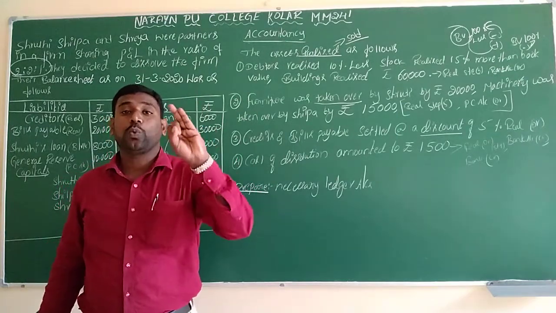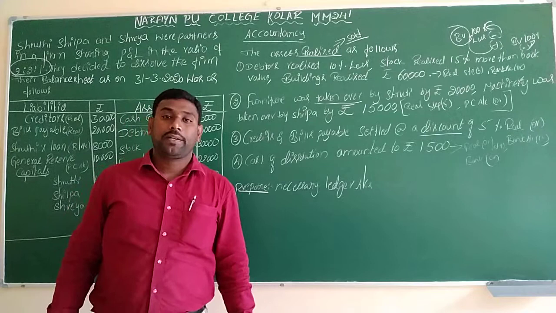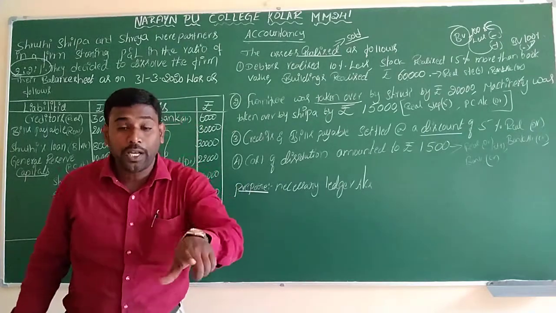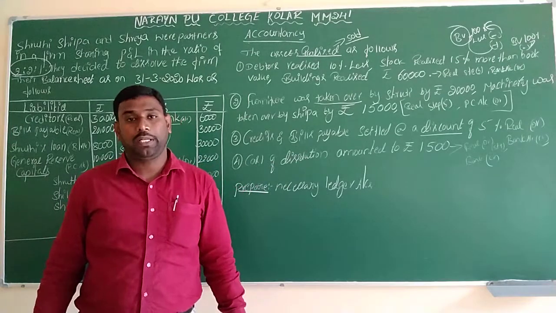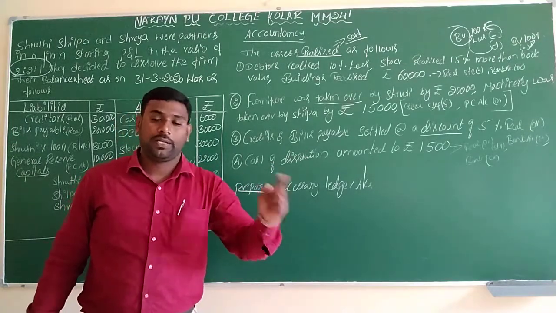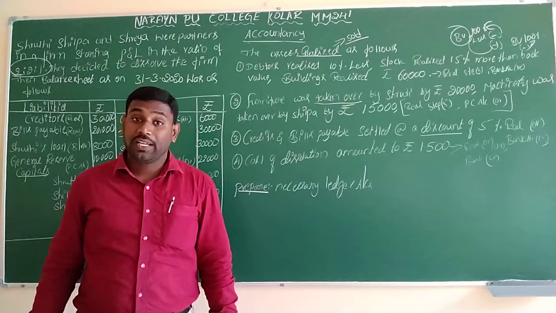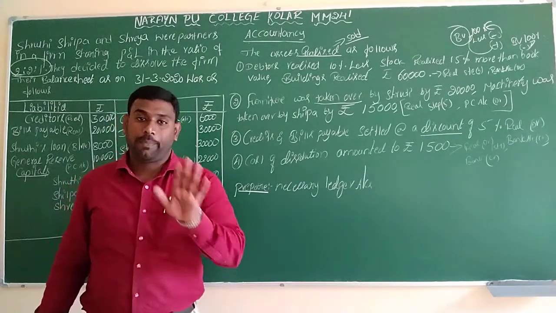So number 2, which account are we going to prepare? The partners' capital account. Why do we have to prepare it? To know the settlement of capitals of the particular partner, we prepare the partners' capital account. And finally, we have to prepare the cash or bank account.